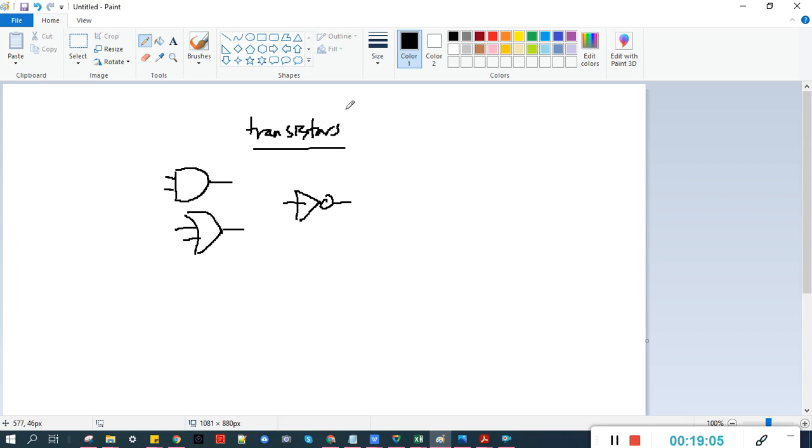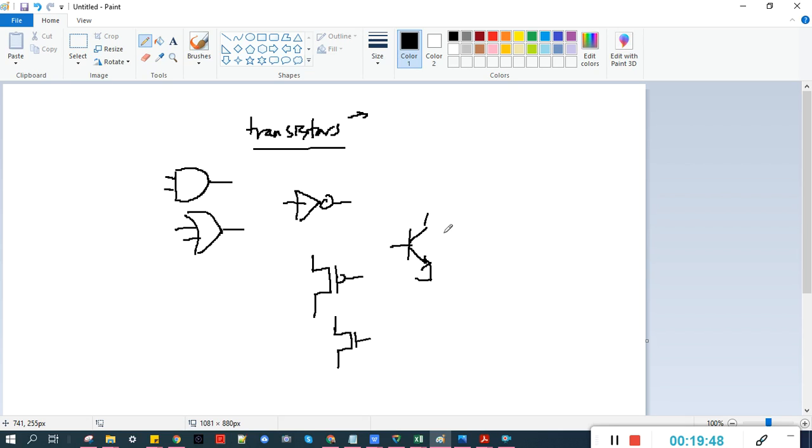We know that transistors are the basic building blocks in digital circuits, or even in analog circuits, analog and digital IC design. CMOS, we have PMOS, then NMOS. We also have BJT transistors, but these are less used.